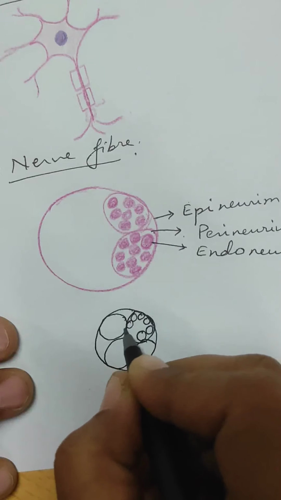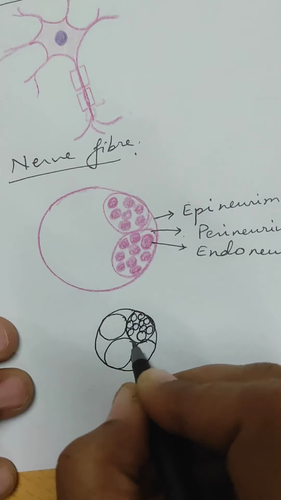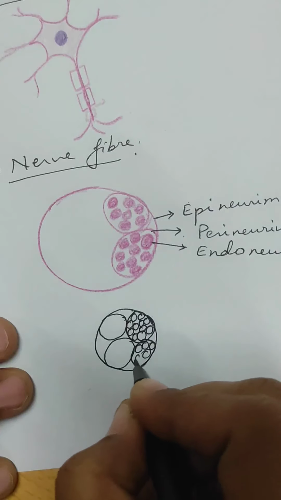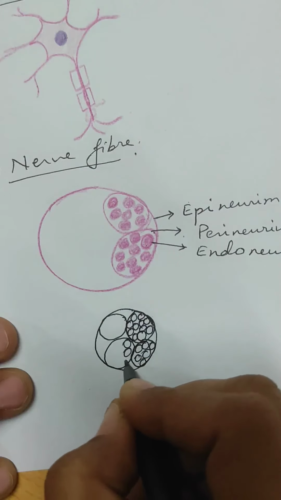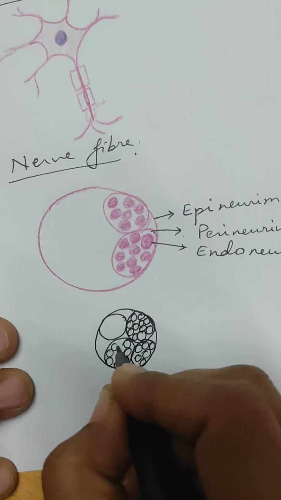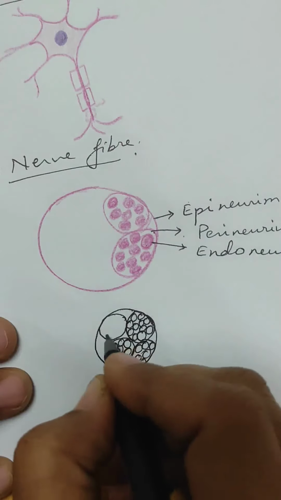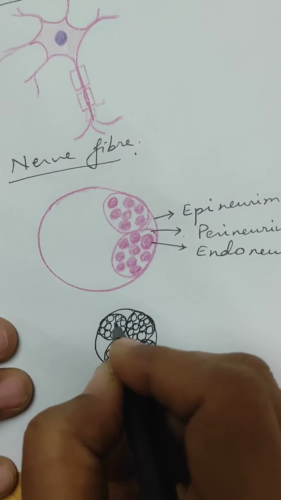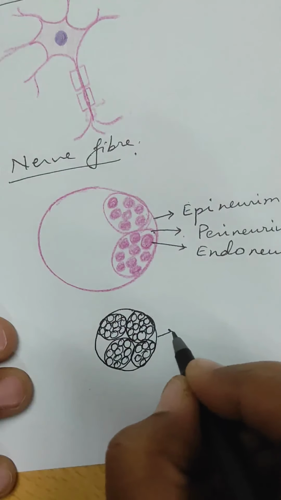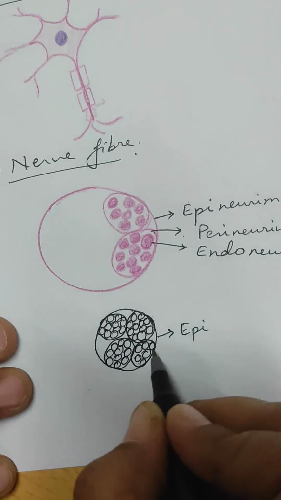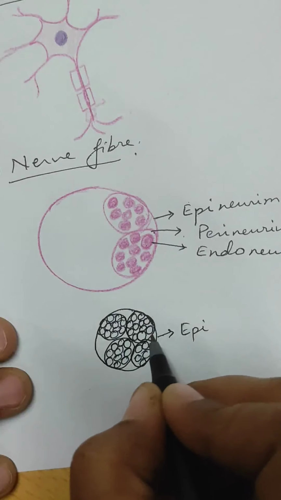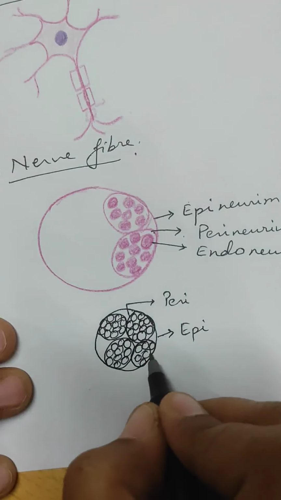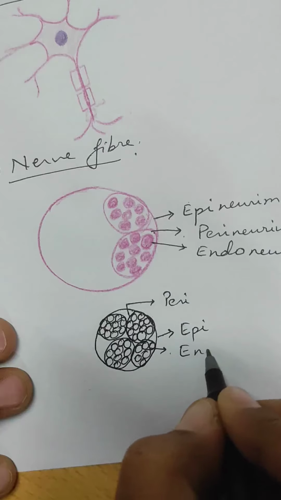So it looks like this, empty circles, because the axon is not taking the stain. Only the sheath is taking the stain. So this sheath is epineurium. This outermost sheath is perineurium, and the innermost is called endoneurium.